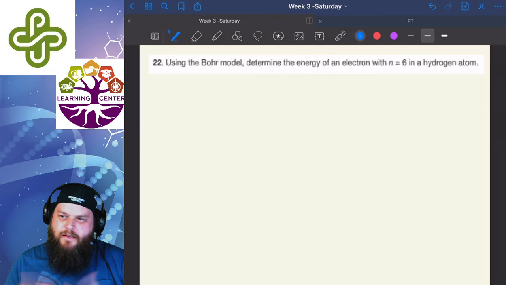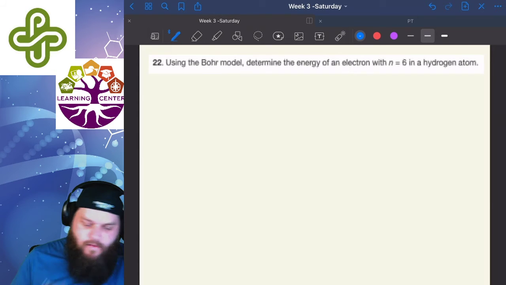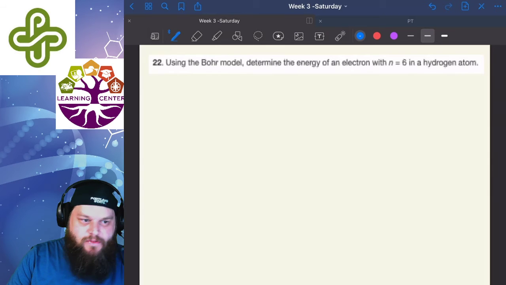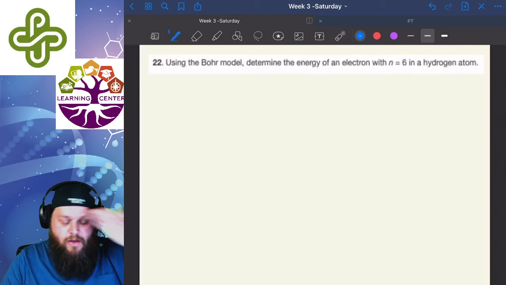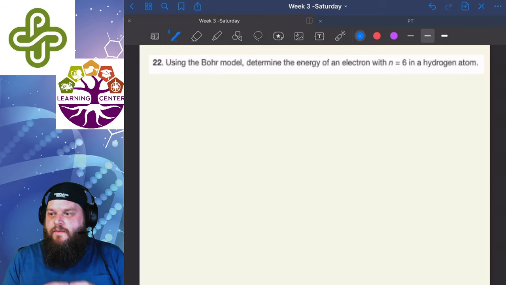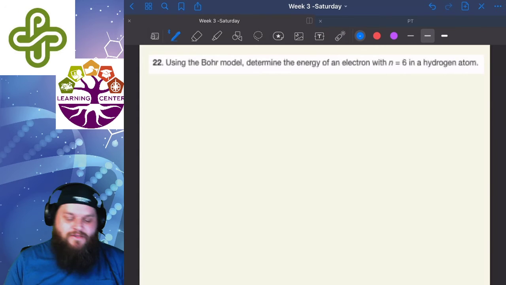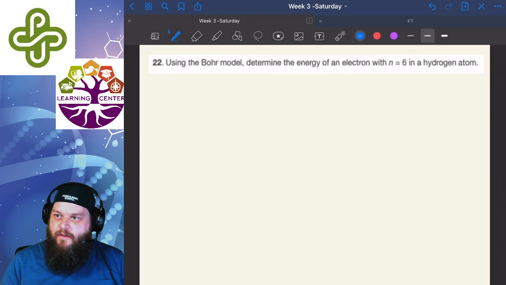So now we're going to get into the Bohr model. This is the only one we're really going to tackle on the Bohr model. They say using the Bohr model, determine the energy of an electron with n equals 6. So if you go through the equations that Bohr did, he had a pretty basic model of the atom. It was one of the first, close to being correct models. He was slightly wrong in various ways, but he knew that, but it was better than all the other ones.